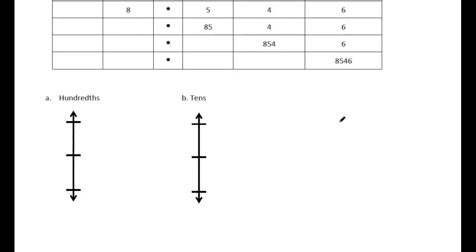Now if you take a look here, we're going to use that number again. So I'm going to go ahead and write it right here so that we don't lose track. 8.546. So it's this one right here, A and B, that I want you to write on your paper. So just make this vertical number line, write the word hundredths. Make this vertical number line, write the word tenths. Let's start with the easy one, and I'll kind of get it going for you, and then you can give it your best shot.